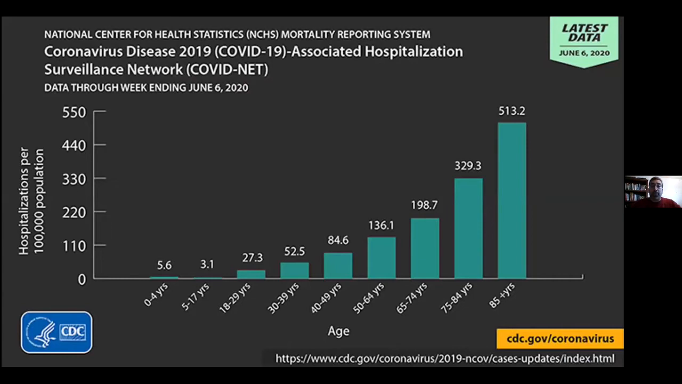Well, it's no surprise to anyone that as we get older, we have increased risk of having underlying medical conditions, meaning comorbidities. Those underlying conditions may require hospitalization, ICU admission, and ventilator support. So this graph shows the number of hospitalizations per 100,000 people based on age, from 0 to 4 years to 85 years of age, with the highest number of hospitalizations being in the 80 and older, the oldest age category.